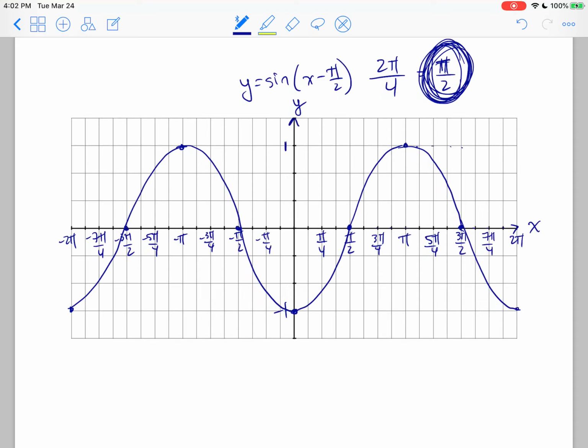All right, I'll see you in the next video where we're going to put everything all together. We're going to do 2 more examples, one of sine, one of cosine, with a phase shift and a period change and all that goodness all together. I'll see you in that video.